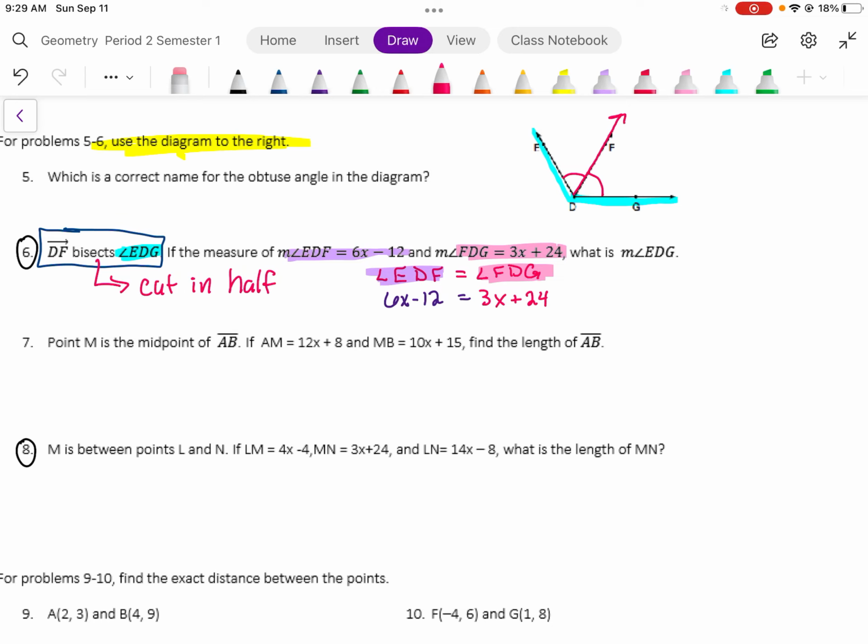Then you can use this equation to solve for x, and once you have that, you are going to plug that x value back in to solve for what both angles equal. They should equal the same because it was a bisector. And then we're going to figure out what EDG is. So go ahead and try to solve for x. Plug x into both expressions to figure out what they equal. And then you're going to figure out what the entire angle equals.